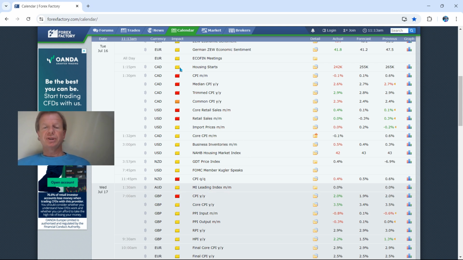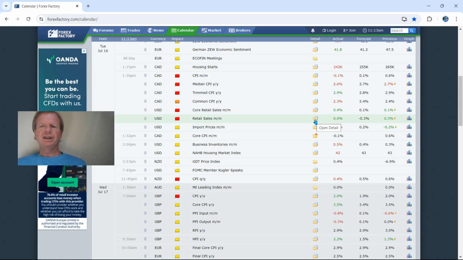So the yellow boxes are low impact. You've got low impact, medium impact. What you want to worry about is the red boxes, which will have high impact on the currencies that you're dealing with. The currencies are listed down on the left here. So for example, on Tuesday we've got retail sales, and we've got the red box for the US dollar.